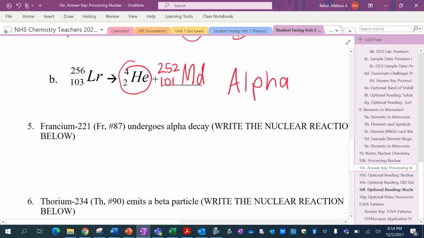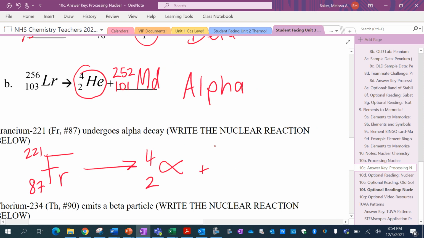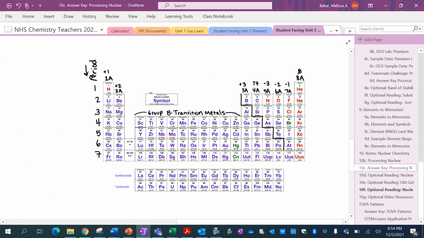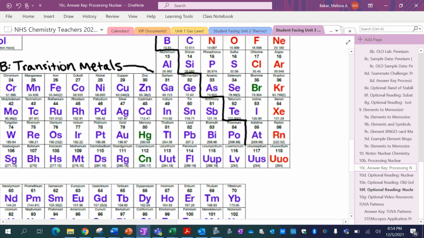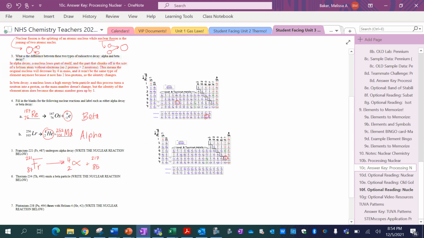Okay, a little more practice here. Writing out the whole nuclear reaction. Francium 221, it's number 87, undergoes alpha decay. Well, it's going to lose something the size of a helium atom. Sometimes you'll also see it as an alpha like this. It doesn't matter, it's the equivalent. And we need to subtract 221 minus 4. It's going to go down to 217 for its mass. And 87 minus 2, it's going to go down to 85 for its atomic number. And 85 is element At.